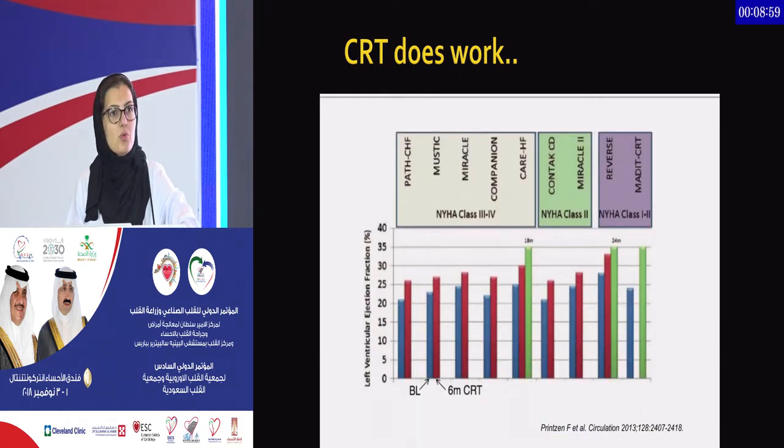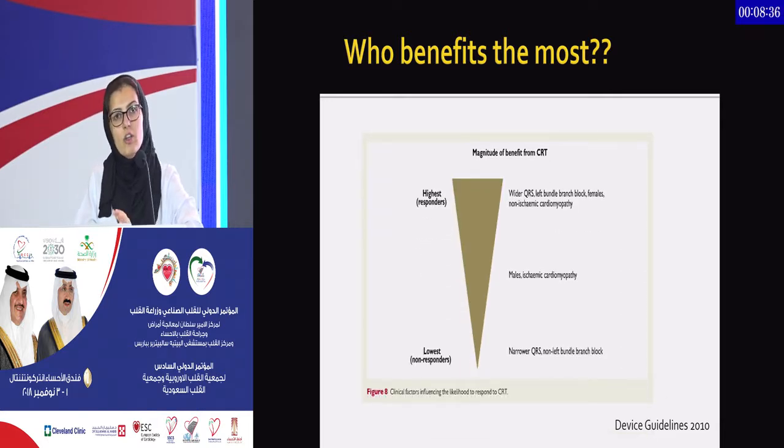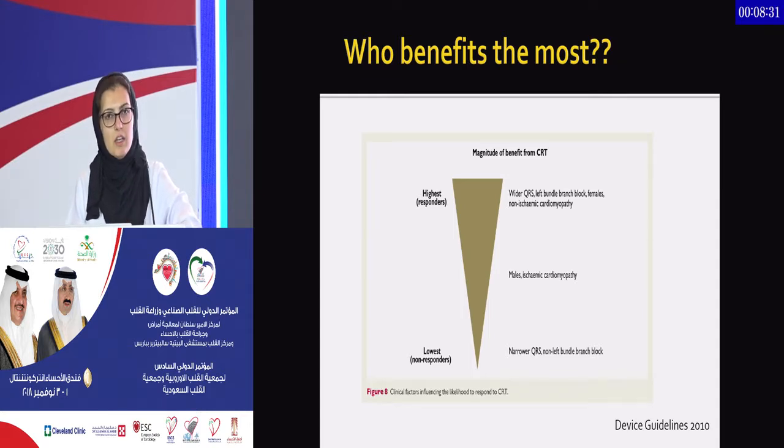So CRT does work, and if you look at all of the meta-analyses and all of the studies that have been done historically, looking at ejection fraction as a surrogate marker and looking at the intervention of CRT, definitely there's an improvement from baseline to 6 months post-intervention overall. Who benefits the most? Not everybody, as I said, benefits the most, but you can predict who is more likely to benefit.